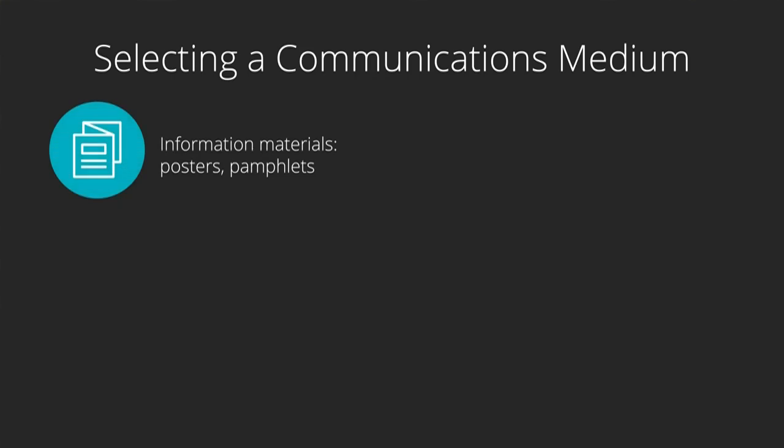Let's start with information materials. Things like information sheets, pamphlets, posters, web pages, they're well suited to disseminate relatively large quantities of risk information economically and to meet the needs of various segments of the intended audience. Posters are useful for raising awareness, for example.